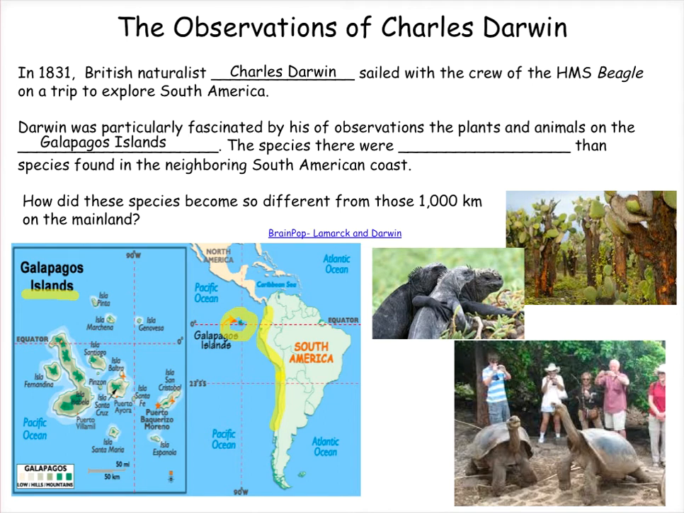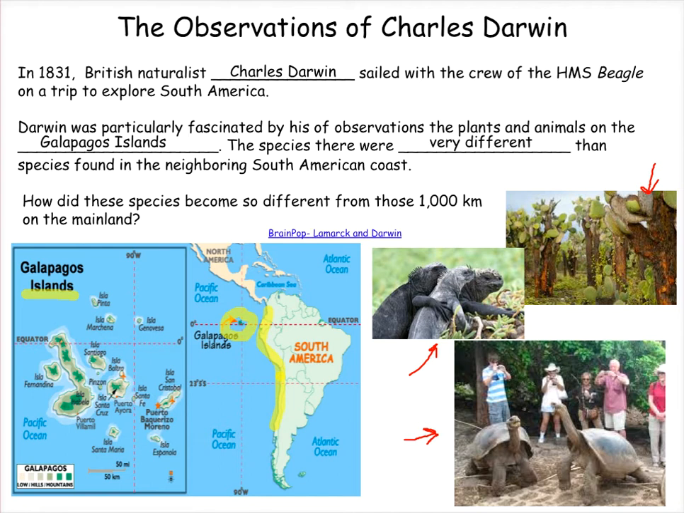One of Darwin's most notable observations was that the species on the Galapagos Islands, like the cacti pictured here, as well as the iguanas and the tortoises and many others, were very different in size, in structure, and in behavior than their counterpart species on the mainland of the South American coast.